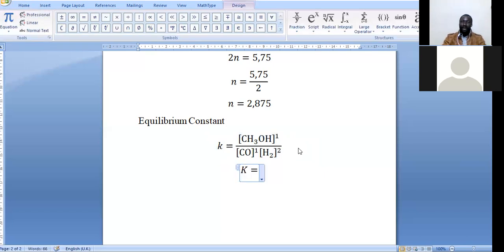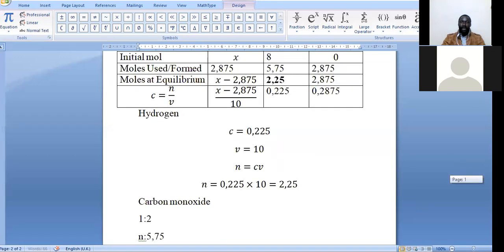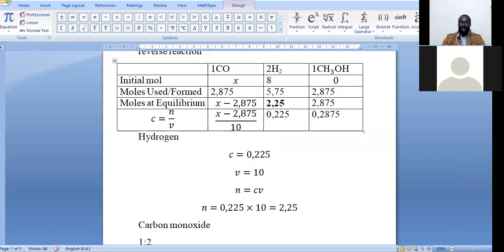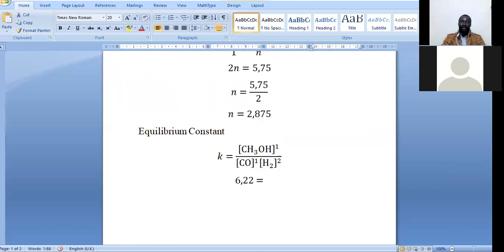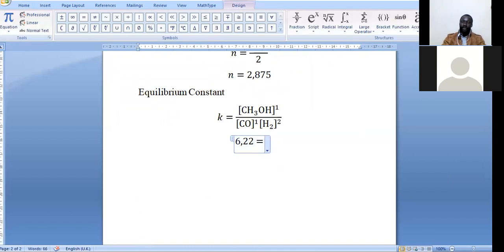So in substitution, we therefore say, K, which is the equilibrium constant, given as 6.22, is equal to what? The concentration of methanol at equilibrium. Do we have that? Let's check the concentration of methanol at equilibrium. Yes, we do. It's right here. So this is the value of the concentration, 0.2875. Just put it down here. Yes, that's the concentration of methanol.